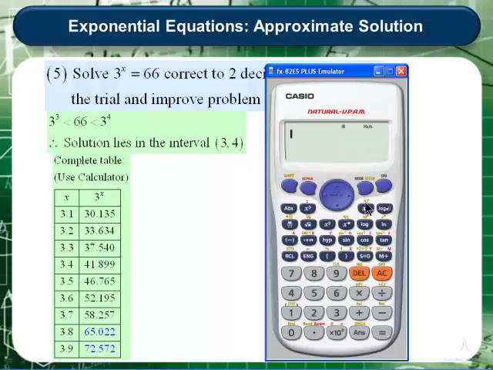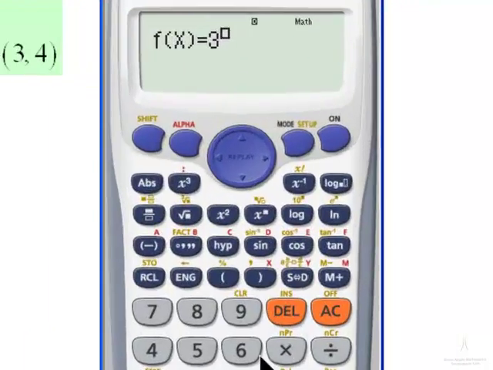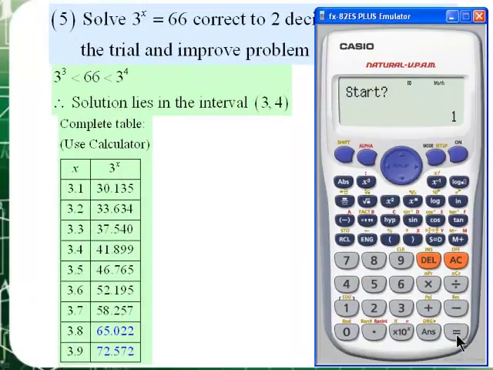Okay, so once you've got the calculator here, we switch to the table mode, and you are requested to enter the defining equation, and that's of course 3 to the power x. Now remember, it's not the multiplication but the little x there, which is part of the alpha key. Okay, once you enter this, it will ask you where to start. Now obviously we want to start at 3.1.